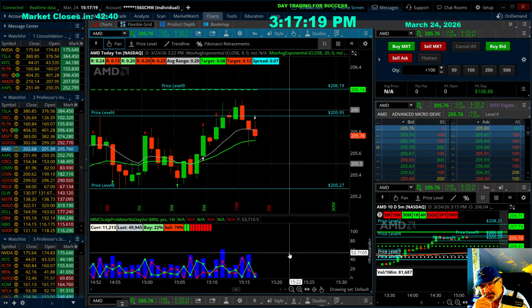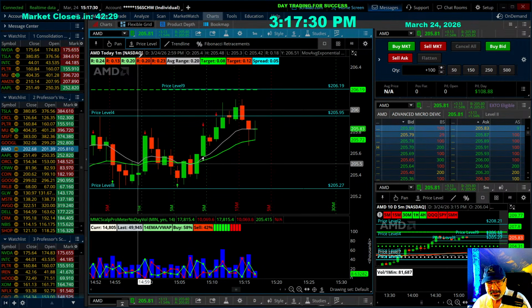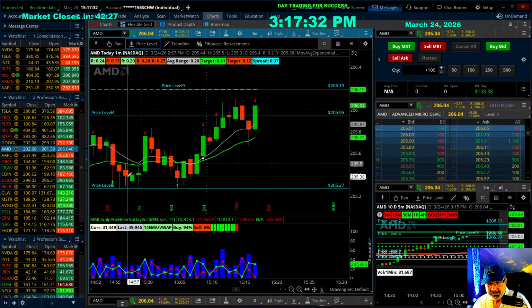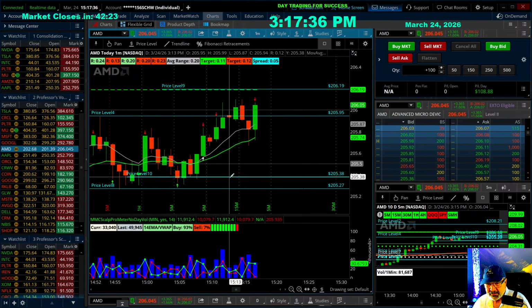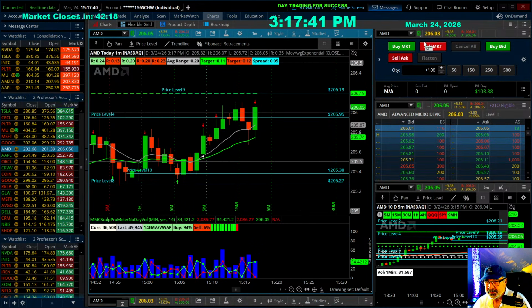MACD sending it down. Let's get down there where we can get some support. Down to at least 205.50. We can draw a smoothing level down here, see if we can get another trade in here. It's kind of anywhere in this level, anywhere in here. Oh, there it goes, going back up now.